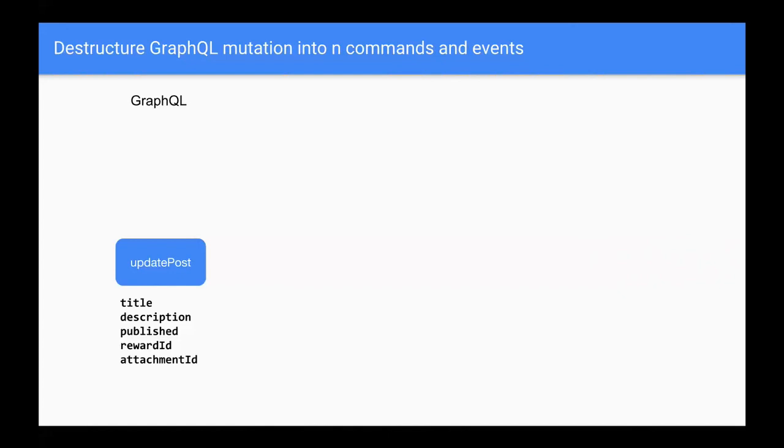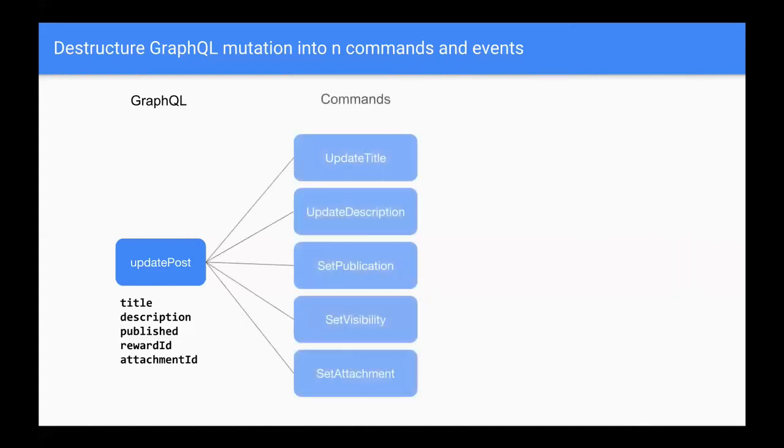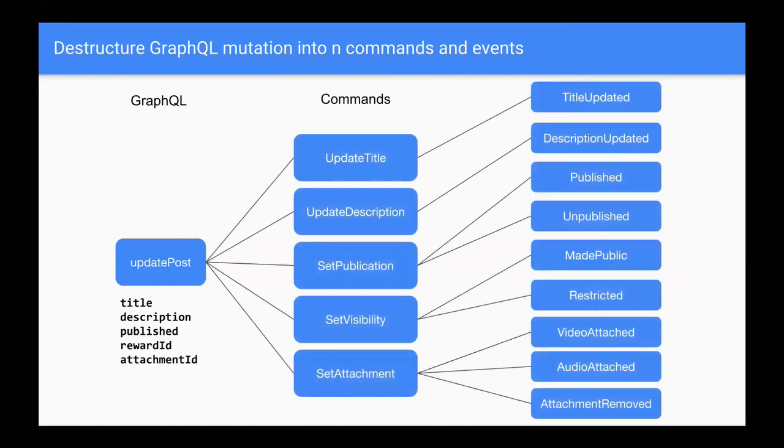But it's a form, so most of the time you actually send everything: the title, the description, etc. And you have to figure out what has changed so that you know whether you have to create an event or not. So one GraphQL mutation turns out to be consumed by like 5, actually more than that, but let's say 5 different commands. One will figure out whether the title has changed or not, another whether the description has changed, the publication status, the visibility, attachment, etc. And then based on that, you will or won't trigger a lot of different types of events.